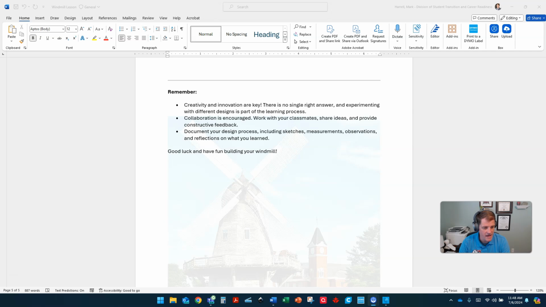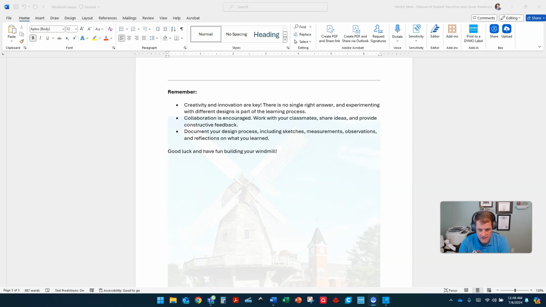Collaboration, we are encouraging that. So they should be working on teams. That could be self-selected teams. It could be counting heads, 1 through 6 to get teams of 3 or 4. And then they also need to be providing constructive feedback to each other.